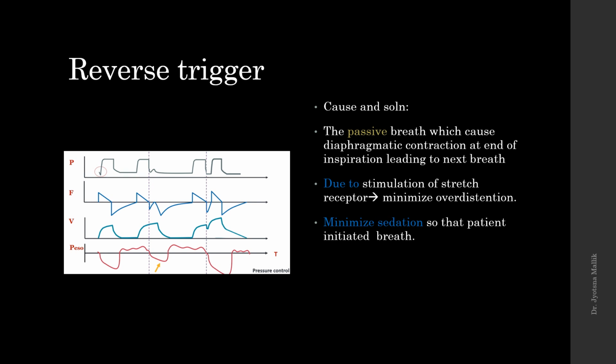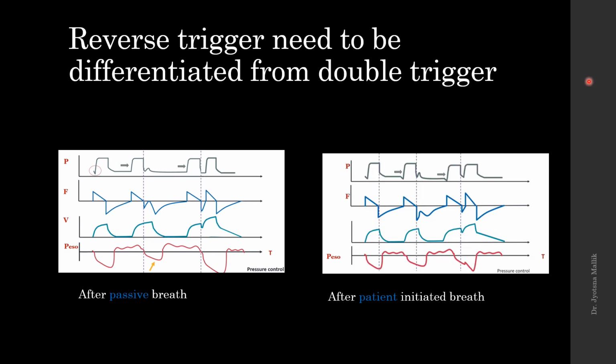minimize or fix the reverse trigger. As I have told you, we need to differentiate reverse trigger from double trigger. So reverse trigger will be followed by a passive breath, and double trigger will be followed by an active breath. And double trigger is because of the premature cycling.